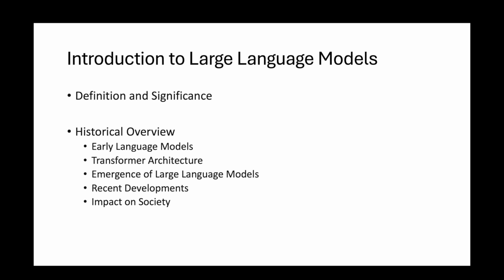Transformer architecture. The transformer architecture, introduced in the paper "Attention Is All You Need" by Vaswani et al. in 2017, revolutionized language modeling. Transformers utilize self-attention mechanisms to capture global dependencies and context, enabling efficient parallelization and scalability.